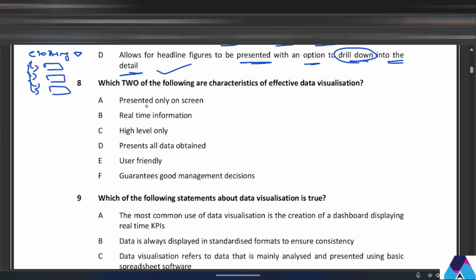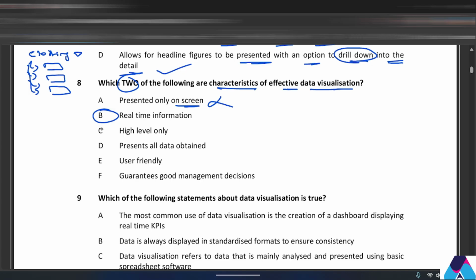Now, question number 8 says, which two of the following are characteristics of effective data visualization? Part number A says, presented only on screen. So this is definitely wrong. Why? Because do you think that data visualization is only possible if you present it on the screen? Obviously not. You can present it on a screen, you can print it, you can use interactive dashboards, right? So just presenting it on the screen is not the only option. So this is wrong. Part number B says you get real-time information. So yes, this is one of the characteristics of effective data visualization.